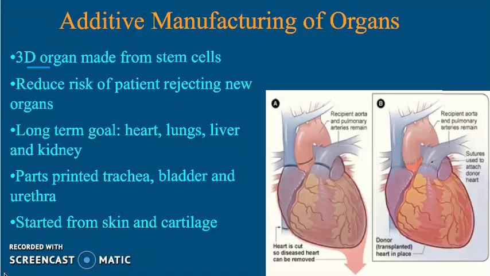The long-term goal for organs to be produced are the heart, lungs, liver, and kidney. Patients waiting on these organs often have very long wait times, and many die before receiving them. There is hope these parts can be created due to the evidence of a trachea, bladder, and urethra being printed. The beginning stages of bioprinting started with simple structures which survived outside of the body, such as skin and cartilage. From here, more complex structures could be developed.